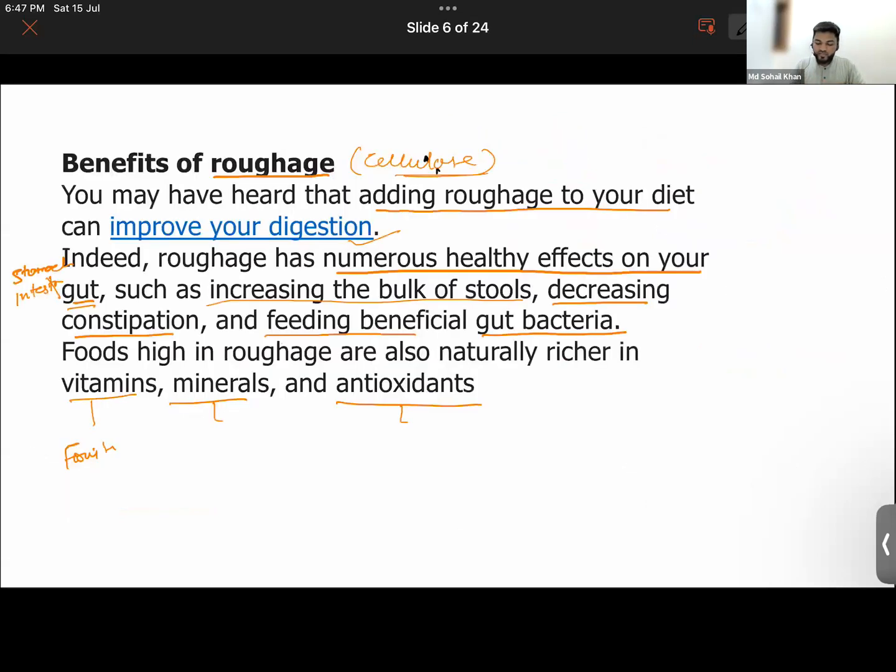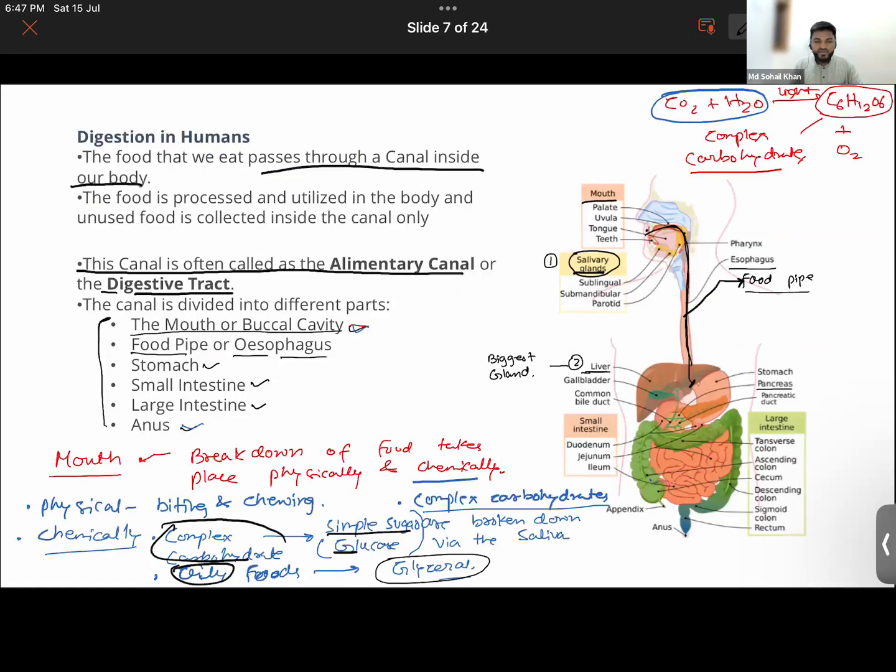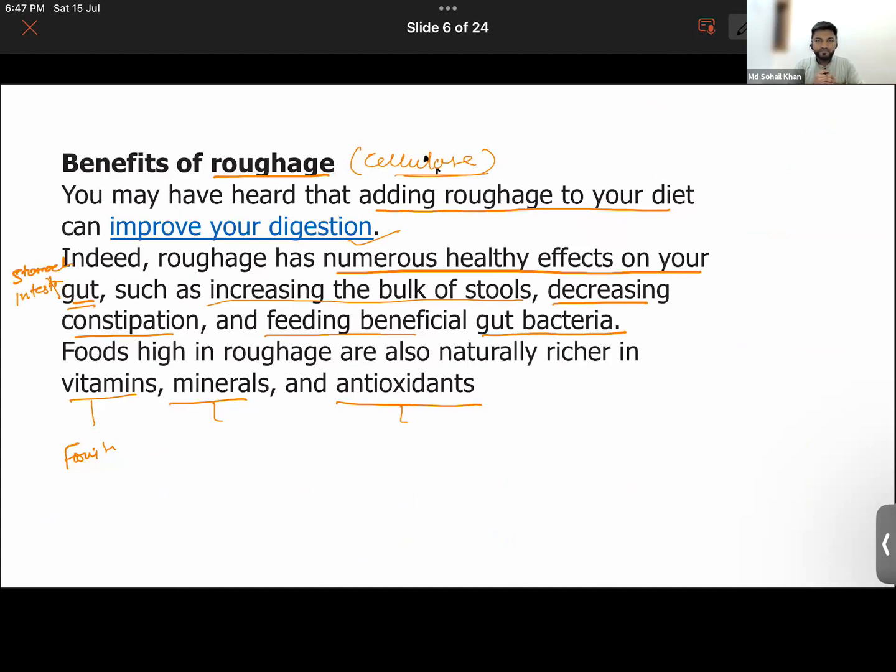Okay, but it helps in several ways. Now I think we should move ahead then, if it's clear. Yes, Sundus and Vaiga. Yes, sir. Okay, just remember one important line, that cellulose is a type of roughage that itself does not get digested because we do not have the necessary enzyme to digest this cellulose, but it helps in decreasing constipation, it helps in bulk of a stool. Okay, and it helps us in providing different types of vitamins, minerals, and antioxidants.